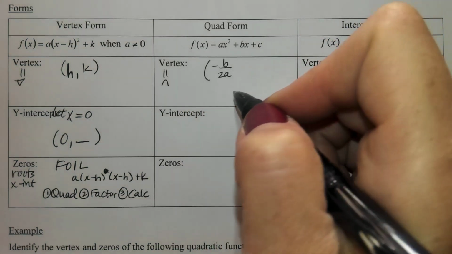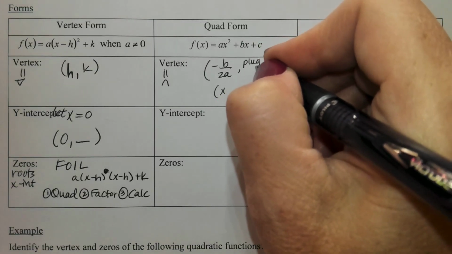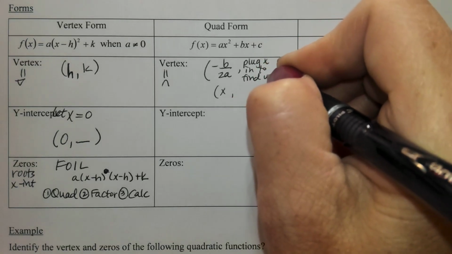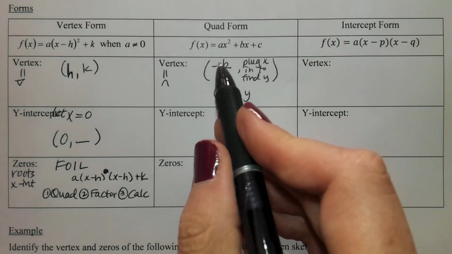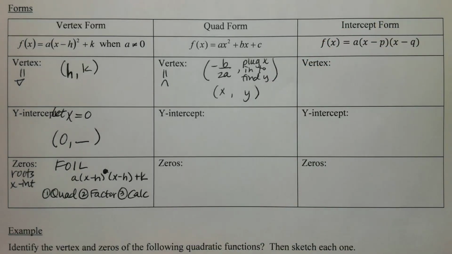That's going to find you your x value of your vertex, and then you're going to plug your x in to the function to find y. So just your normal kind of, first we're going to find x, then we're going to plug our x in and find our y value. That is going to be our vertex. So it takes a little bit more work. It's not difficult work, but it takes more effort than this one did for vertex.